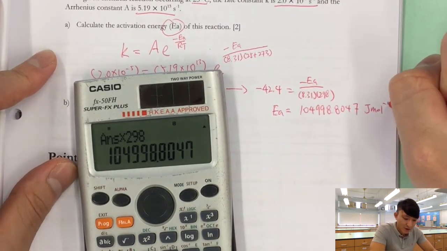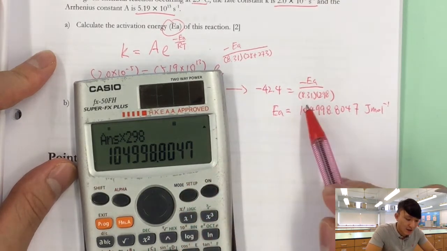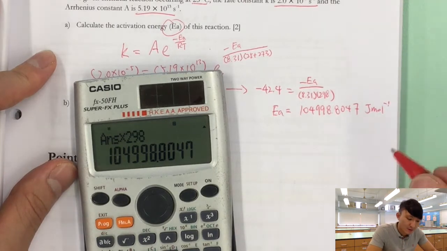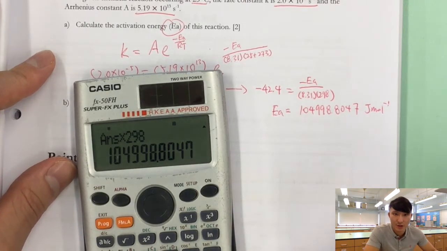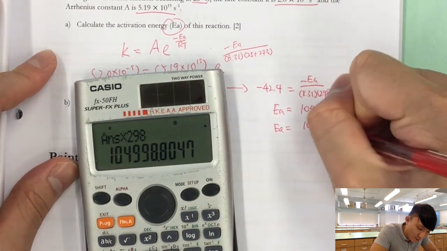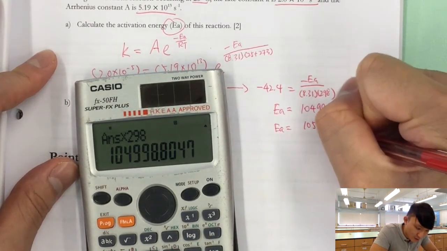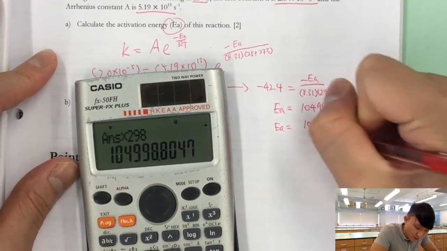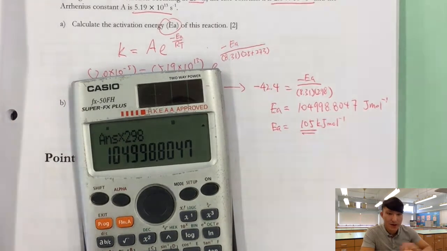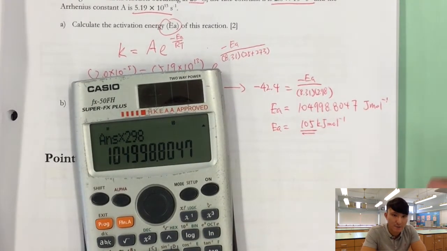Now in here, the activation energy is in joule per mole. Okay? This is because the ideal gas constant is using joule. But usually for activation energy, we use kilojoule per mole. So therefore, we should make it 105 kilojoule per mole. Okay? Alright. Now remember, activation energy must be a positive number. So if you get something negative, probably you haven't dealt with the positive and negative signs properly.